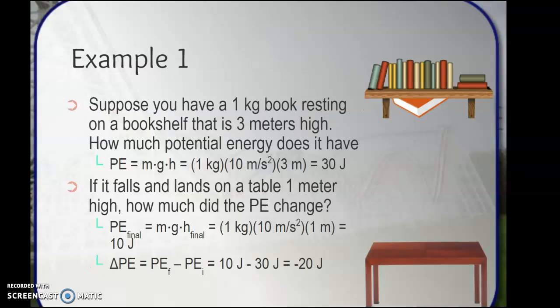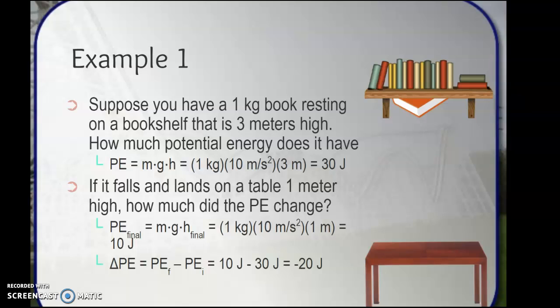So suppose you have a 1 kilogram book resting on a bookshelf that is 3 meters high. How much potential energy does it have? So we're just using our gravitational potential energy equation, which is mgh. Okay, so PE equals mass times your gravitational acceleration constant and your height. So we're given a mass of 1 kilogram. G to us is 10 meters per second squared, and the height from which it was lifted, or the distance that it had to fall to the ground, was 3 meters. So if we did all of this math out, we would get 30 joules of potential energy.